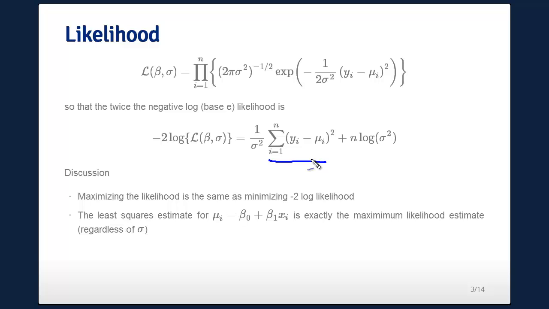We'll have to figure out something else to get an estimate for sigma squared, but for beta naught and beta 1, if we can minimize that, then we're fine. Notice that's exactly the least squares criterion that we minimized to get beta naught and beta 1 before. So under Gaussian errors in our linear regression model, the maximum likelihood estimates for the slope and the intercept are exactly the same as the least squares estimates.